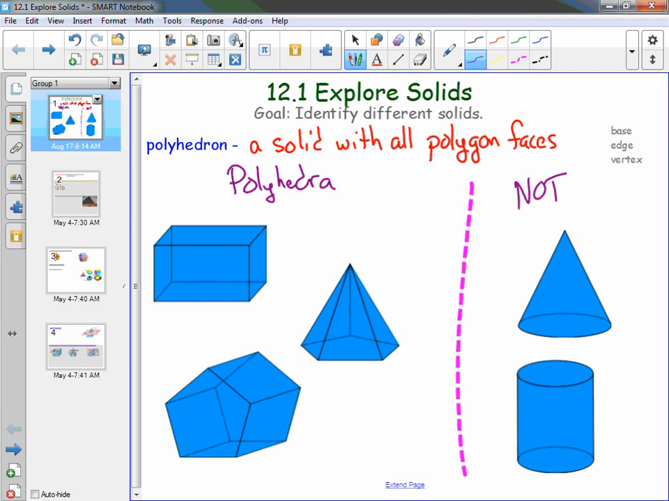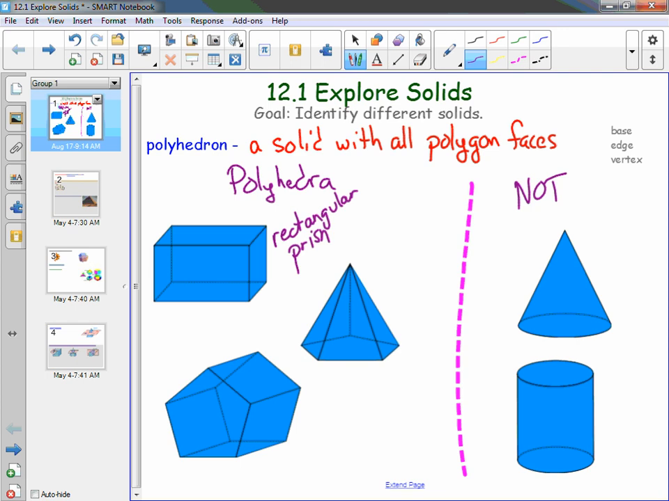Alright, there's a couple things we need to talk about with polyhedra. First, base. A base is any non-rectangular or shaded face. Remember, the base will usually be shaded. Otherwise, if it's non-rectangular, like a pentagon, for example, as we see here, that will be your base. When naming them, there are two types of polyhedra. We're going to have pyramids and prisms.